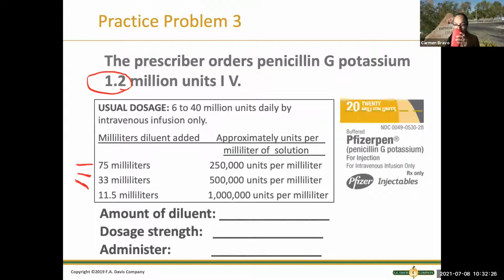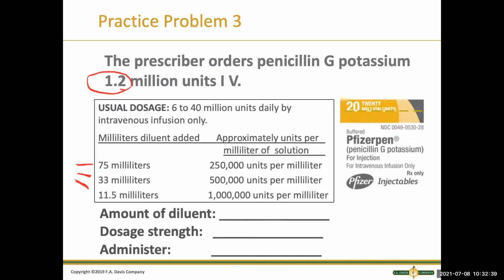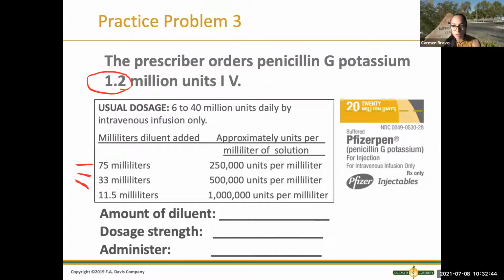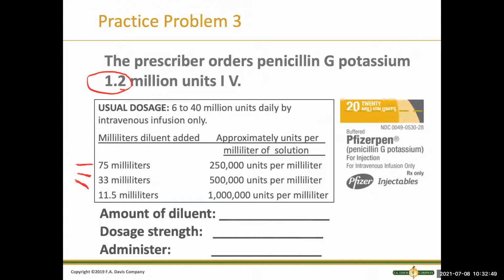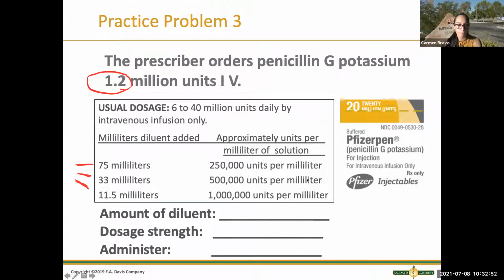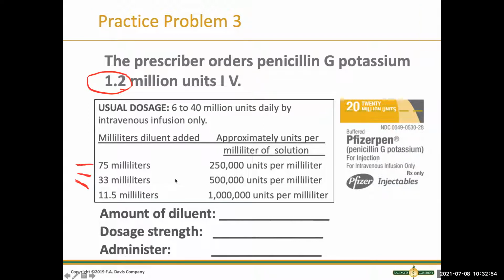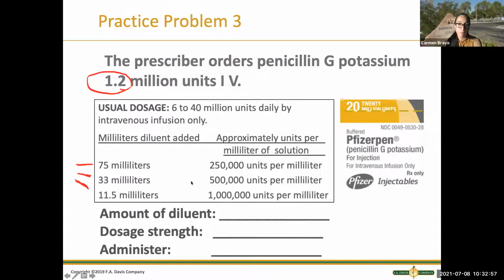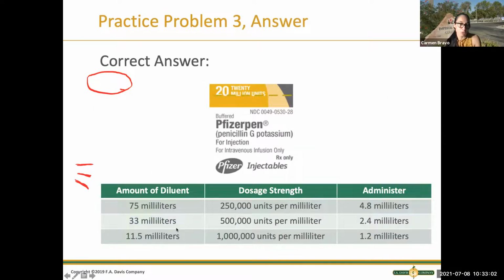You tell me when you guys are done. I'm done. Okay. So what do we get for 75? 4.8. Very good. Yep. And 33? I got 2.4. Very good. And I got 1.2. So I had the answers all along.